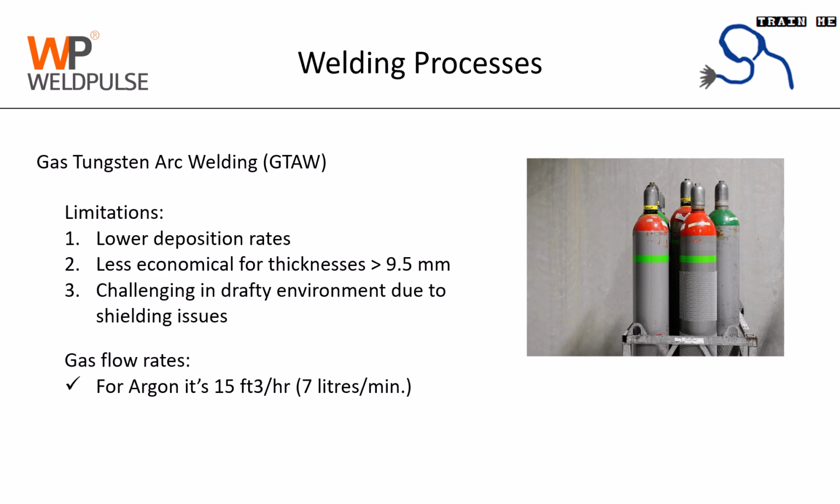Limitations of GTAW include lower deposition rates compared even to SMAW. This process becomes less economical for thicknesses greater than 9.5 mm. It is challenging to weld with this process in drafty environments due to shielding issues, as shielding is done by gas. Normally, the gas flow rate for argon is kept at 15 cubic feet per hour.